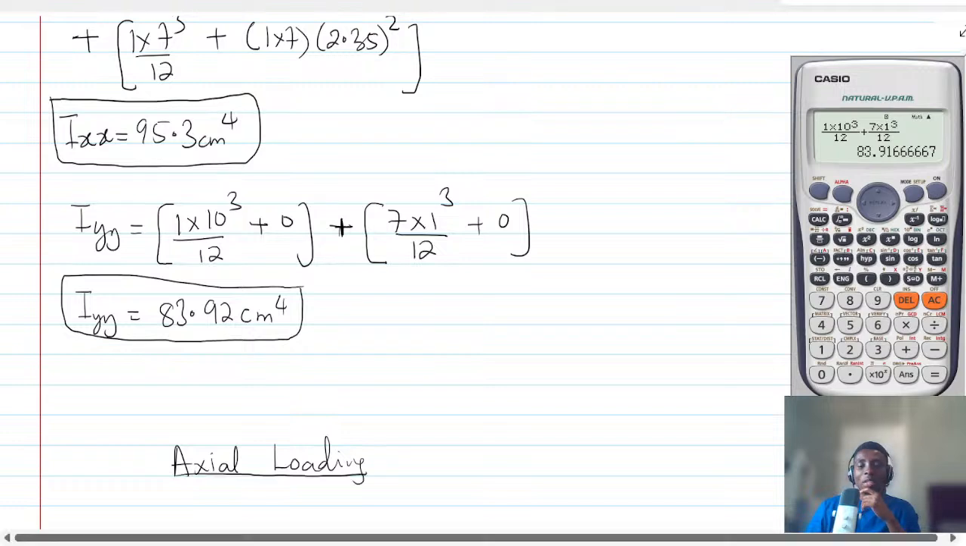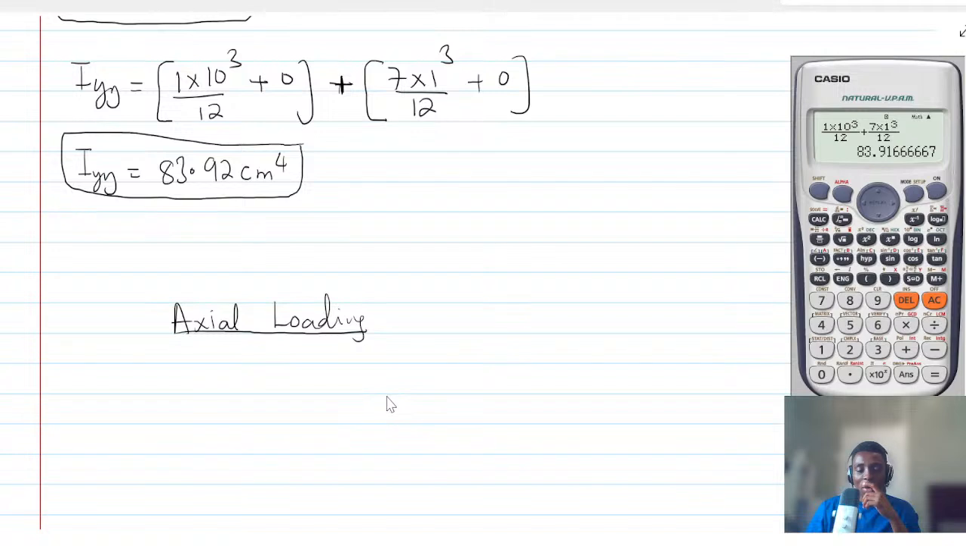So in axial loading, there are certain formulas which you have to look at. I will take one question from your material, and then I'll go through the question with you.